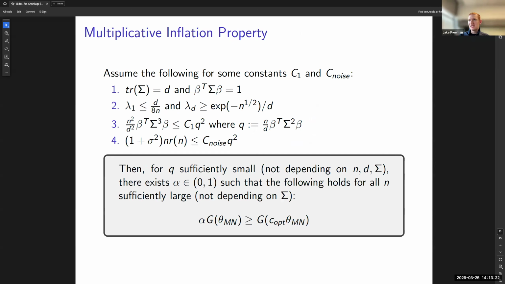We'll get into the assumptions in a second, but basically the idea is that when Q is small, which is essentially when we have a sufficiently high effective rank, but nothing too crazy, we can end up with this result, and we're going to talk about the assumptions.